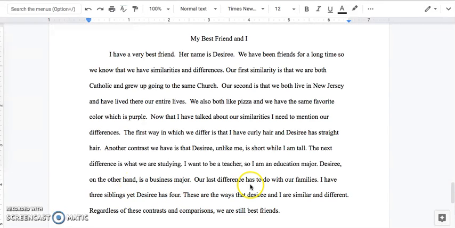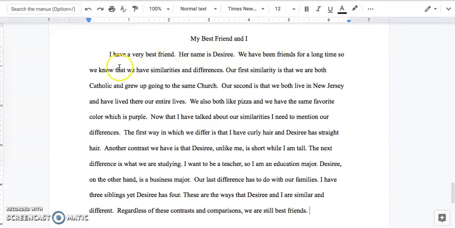Our last difference has to do with our families. I have 3 siblings, yet Desiree has 4. These are the ways that Desiree and I are similar and different. Regardless of these contrasts and comparisons, we are still best friends. So that's my essay. I forgot to capitalize Desiree's name there.